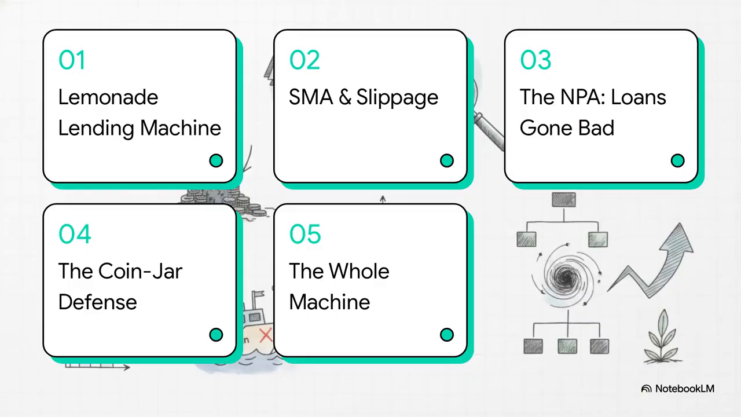Okay, let's dive right into our roadmap for today. First, we've got the lemonade lending machine. Then, storm clouds, which covers SMA and slippage. Third is the main event, the NPA, or loans gone bad. Fourth, the coin jar defense. And finally, number 5, bringing it all together with the whole machine.